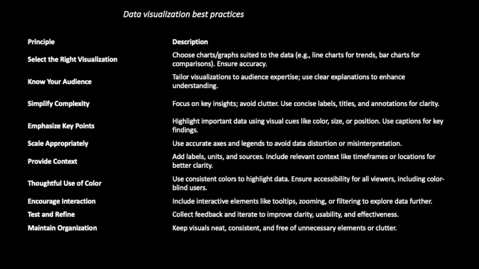Scale appropriately. Ensure axes and legends accurately represent the data range, avoiding distortion or misleading interpretations. Provide context. Include labels, units, and sources. Add relevant context like time frames or locations to improve understanding. Thoughtful use of color. Use consistent, purposeful color schemes to enhance visuals and ensure accessibility, including for colorblind viewers. Encourage interaction. Incorporate interactive features like tooltips, zooming, or filtering to allow deeper exploration of the data.